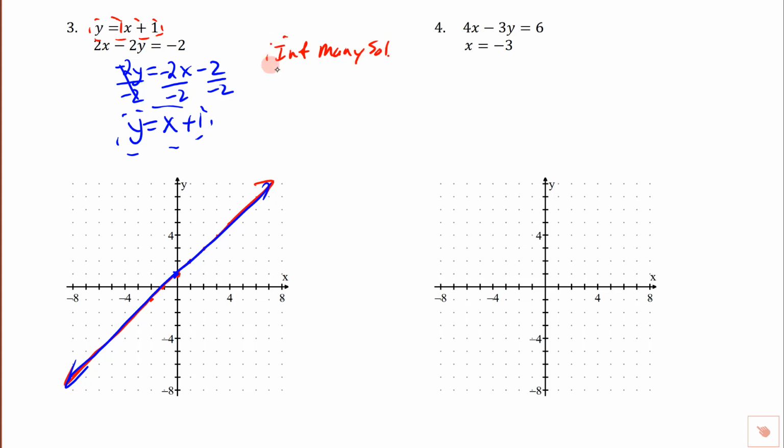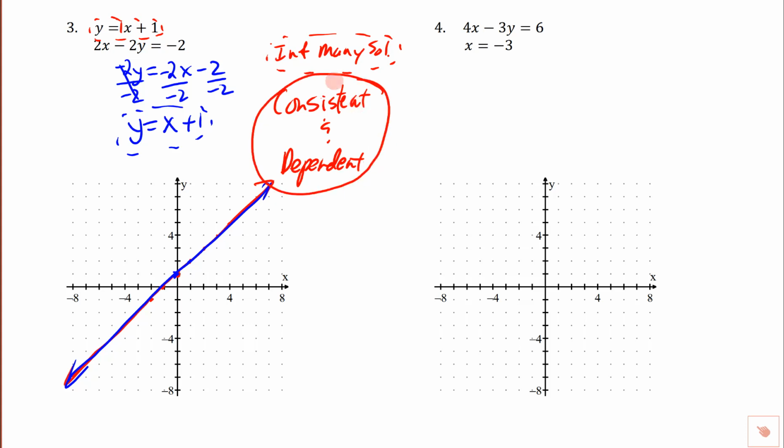But remember, we need to have the vocabulary that we mentioned in this unit. So we're going to call this, well, it's got an answer, so we're going to call this consistent. And we're going to call this, let's see, well, the answers for the blue one depend on the red one and vice versa. So this is consistent and dependent. Consistent and dependent. So we're going to go ahead and circle that right there.